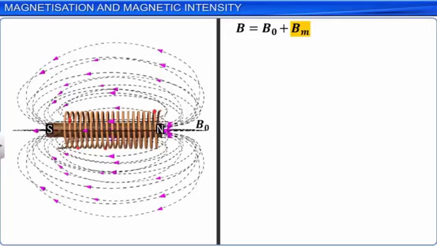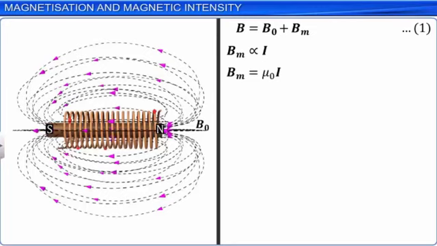The magnetic field due to the magnetization of the material is directly proportional to its intensity of magnetization. That is, Bm is directly proportional to I. This equation can be further written as Bm is equal to mu0 into I, where mu0 is the magnetic permeability of vacuum. Let this be equation 2.